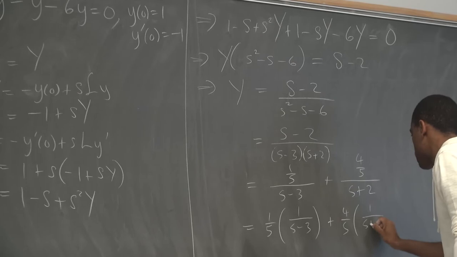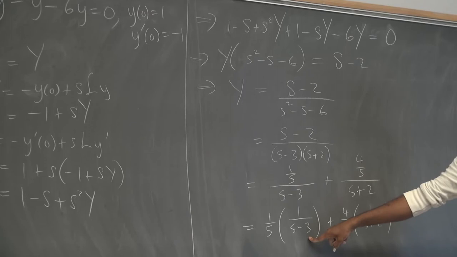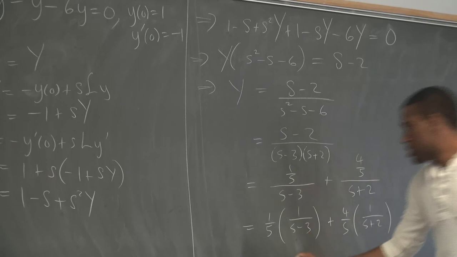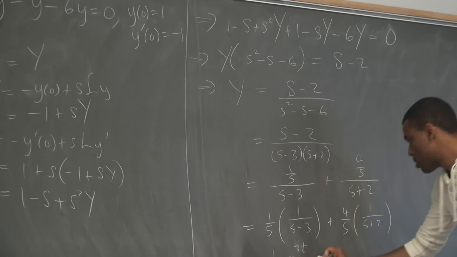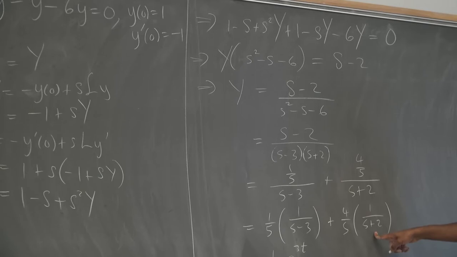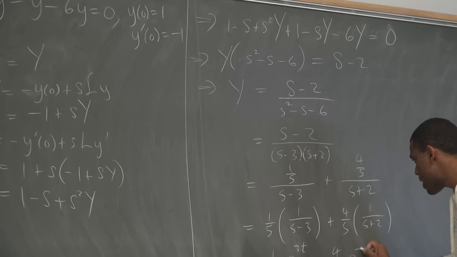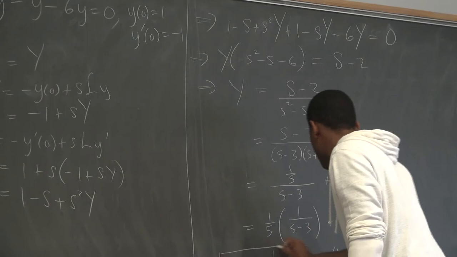Do we know the Laplace transform of this? Right, it's 1 over S minus a. A is 3. So this is just e to the 3t, plus 4 fifths e to the... nope, e to the negative 2t. You have to think of it as S minus minus 2, right? It has to be in that form, S minus a. So this is e to the minus 2t. So this is what big Y was.